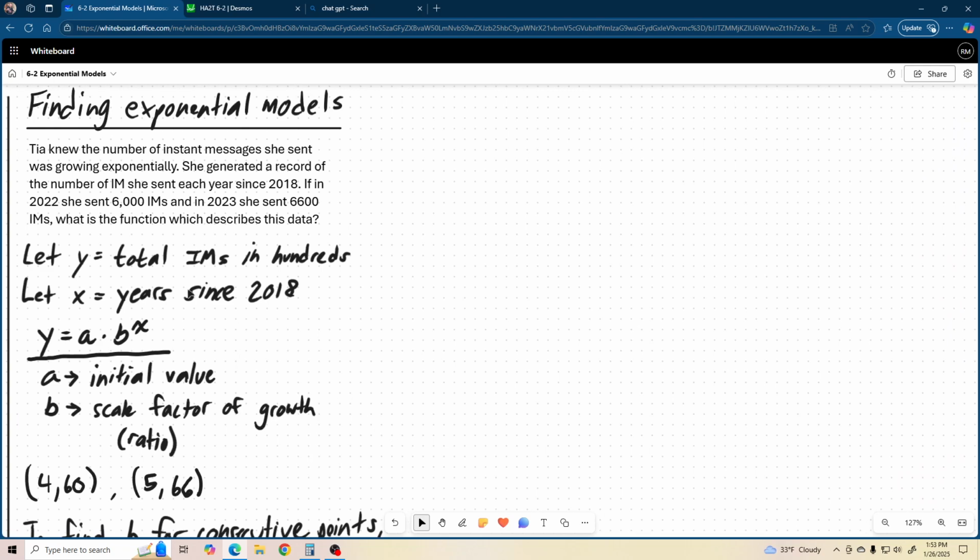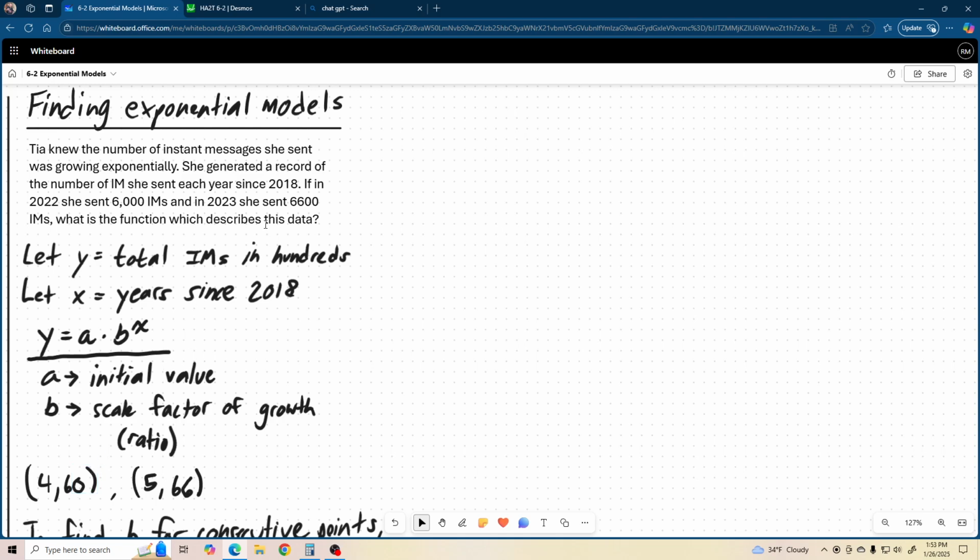Because if we know that y is the total number of instant messages in the hundreds, and x is the number of years since 2018, we actually have 2 sets of points. Up here it says, if in 2022 she sent 6,000 instant messages, well, 2022 is 4 years after 2018, so that's how we get the point (4, 60). The 60 being in hundreds, so there are 60 hundreds here. You could leave this as 6,000 if you wanted to. I just like to make the numbers smaller. There's no reason not to, in my opinion.